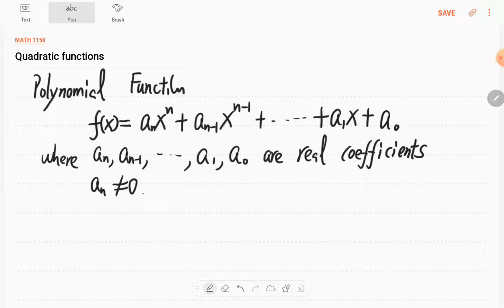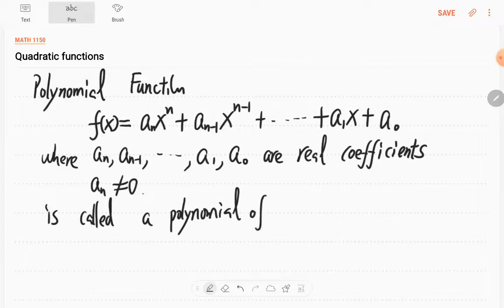This function is called a polynomial of x with degree n. So this n is the highest power for this function. So it's called degree n. If for a polynomial the highest power is 3, then we say that this polynomial has degree 3.